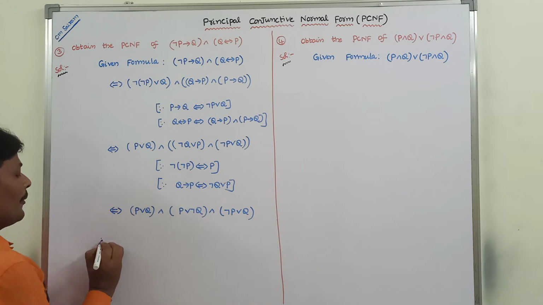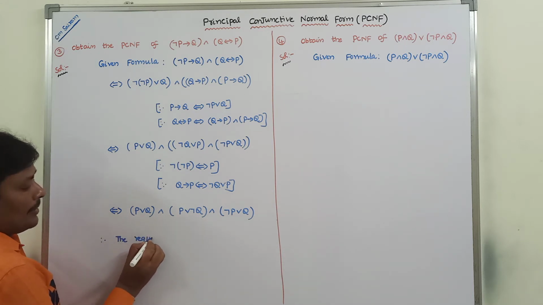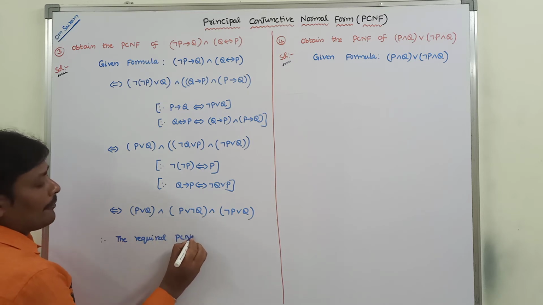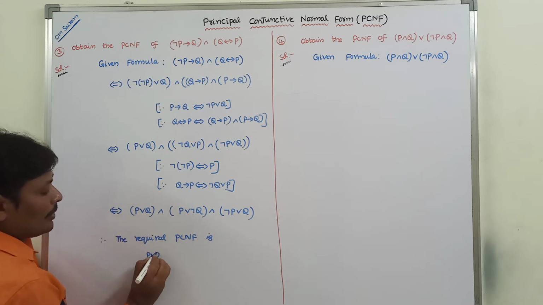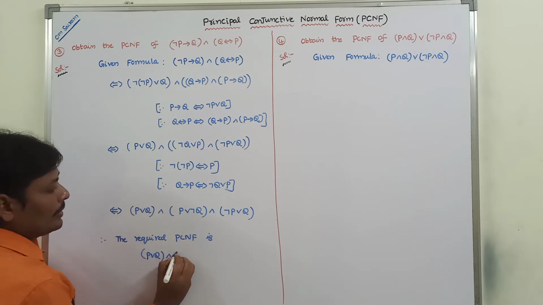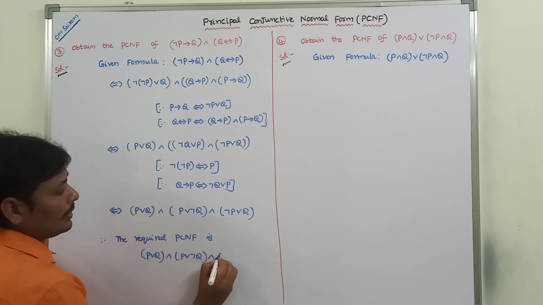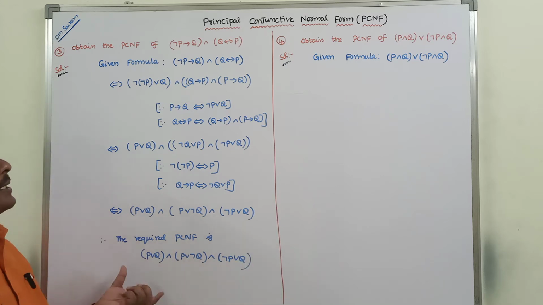Therefore, the required PCNF is P or Q and P or negation Q and negation P or Q. So this is the required PCNF.